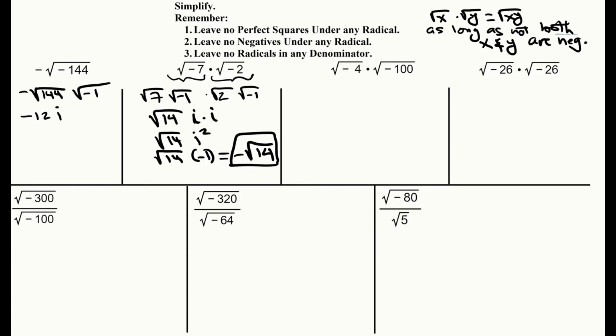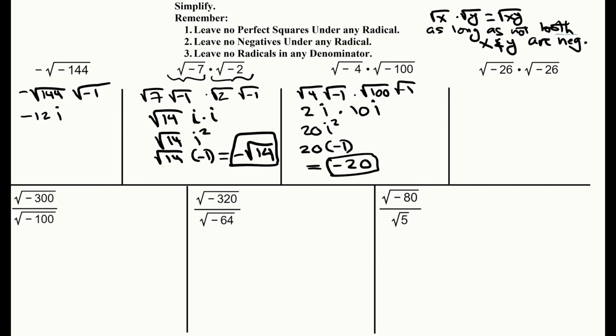All right, so we know that we have to do the exact same thing again because both of those are negative. So here we end up with the square root of 4 times the square root of -1 times the square root of 100 times the square root of -1. And of course that's 2i times 10i, so we get 20i squared, which is 20 times -1, so we end up with -20.